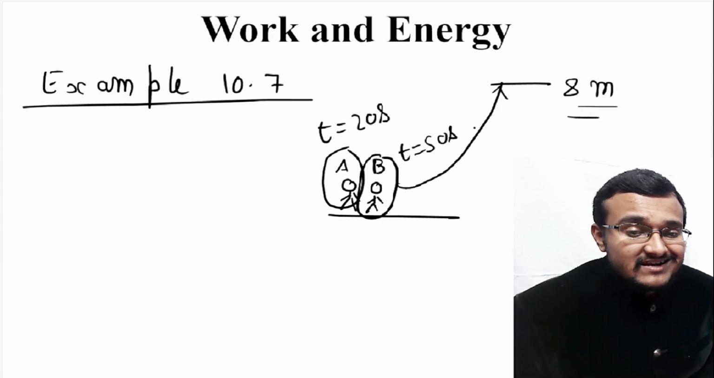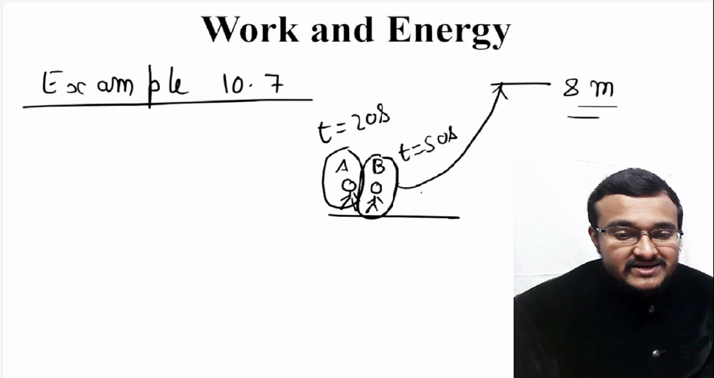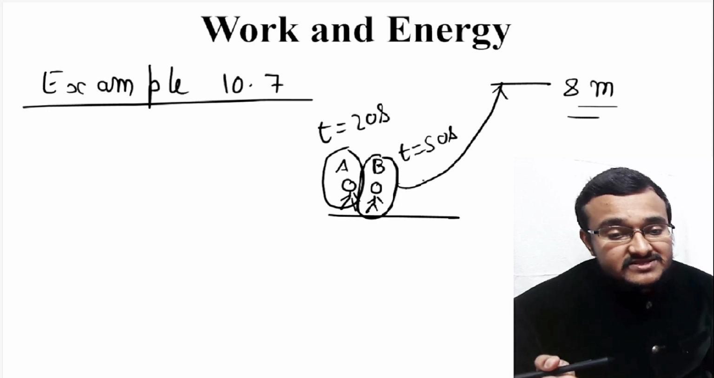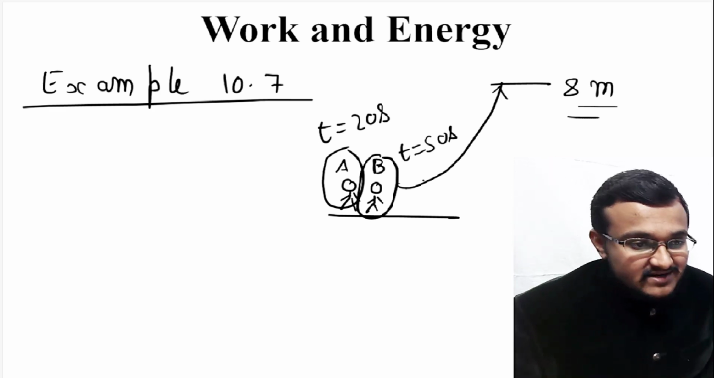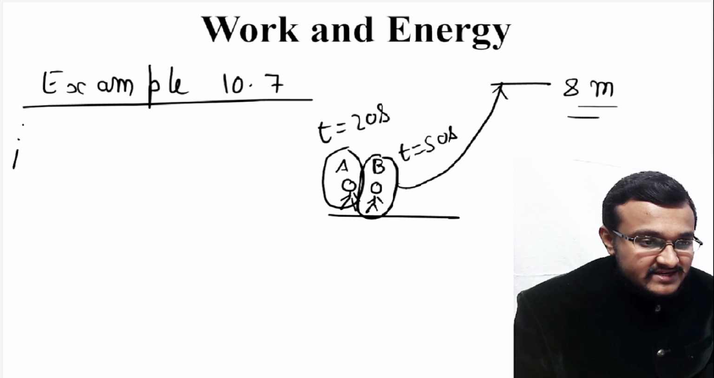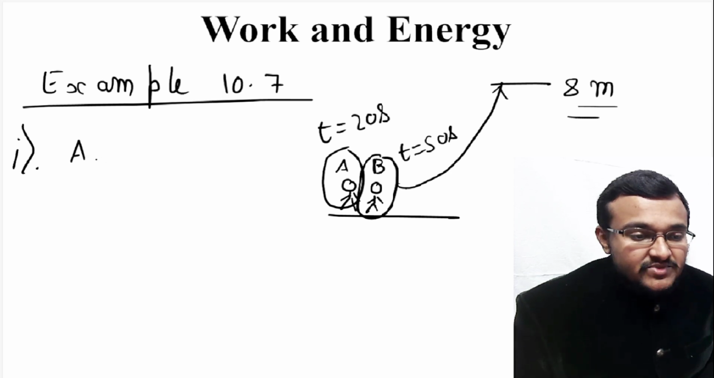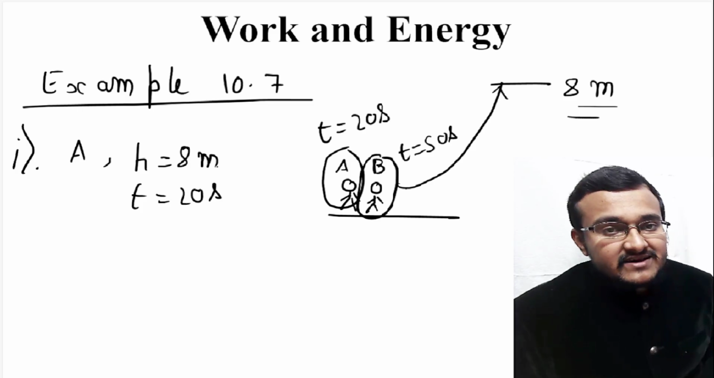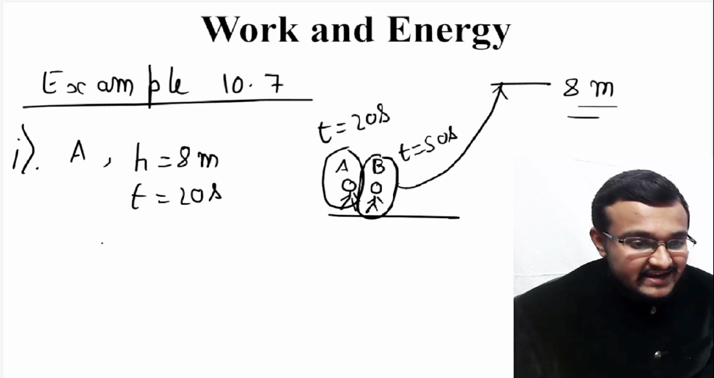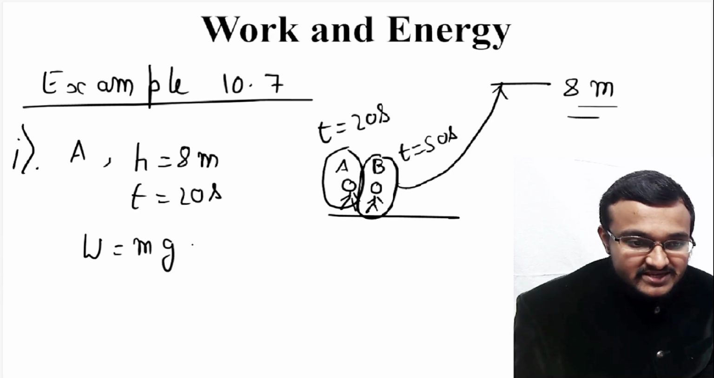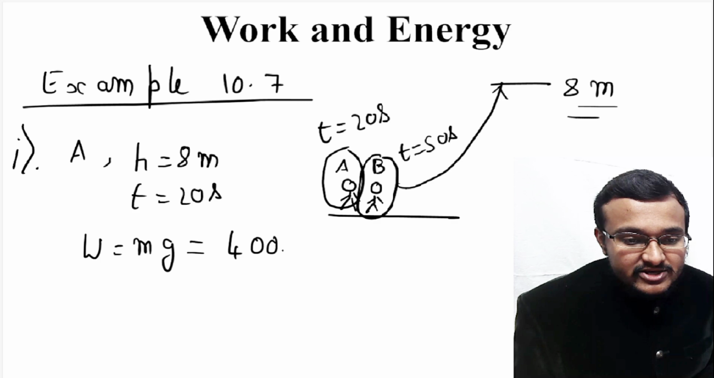Now you have to calculate the power expended by both of these girls. So how much power both of these girls have put in climbing that rope to reach 8-meter height, you have to calculate that. Now in the first case you are considering girl A. So girl A has reached height 8 meter in time 20 seconds, and here they have given a common weight for both of these girls. So weight is always equal to mass times acceleration due to gravity, that is mg, that is equal to 400 Newton.